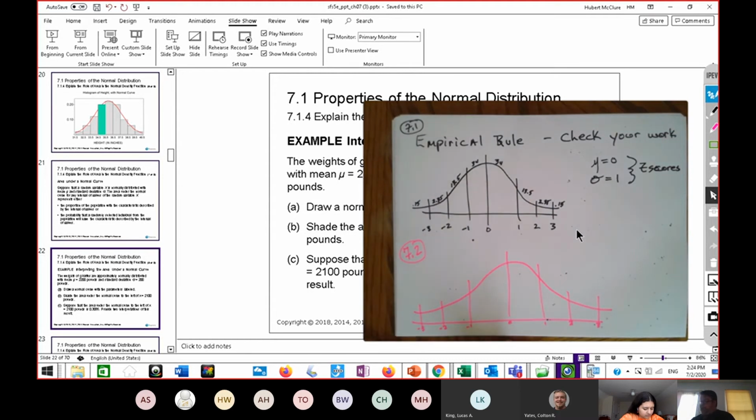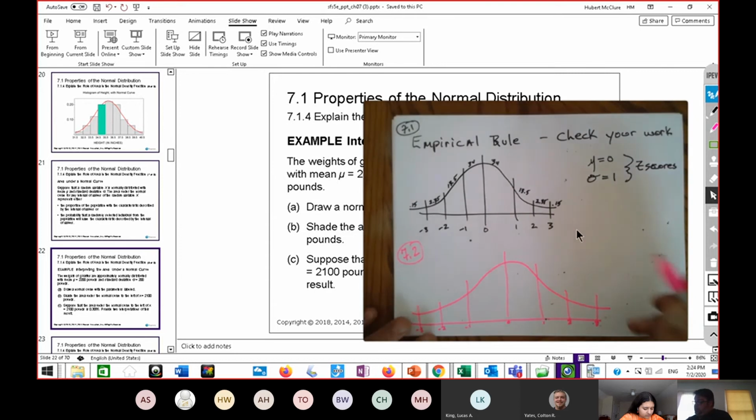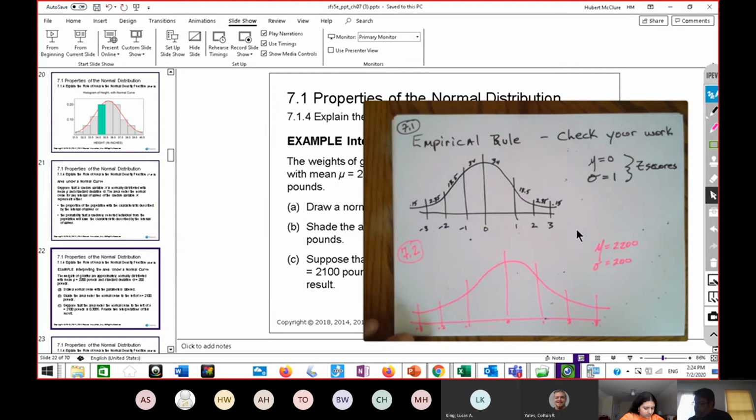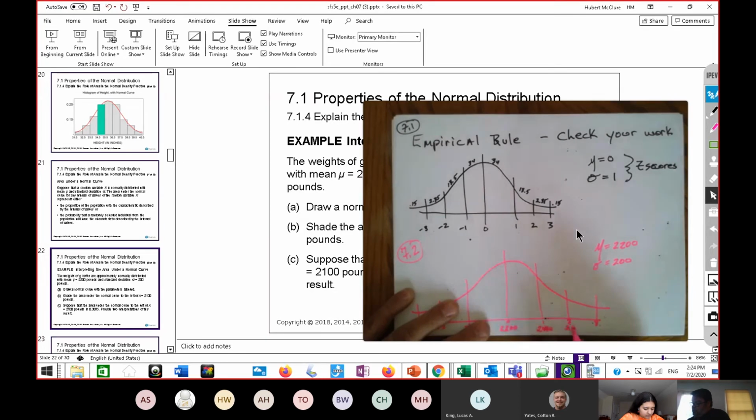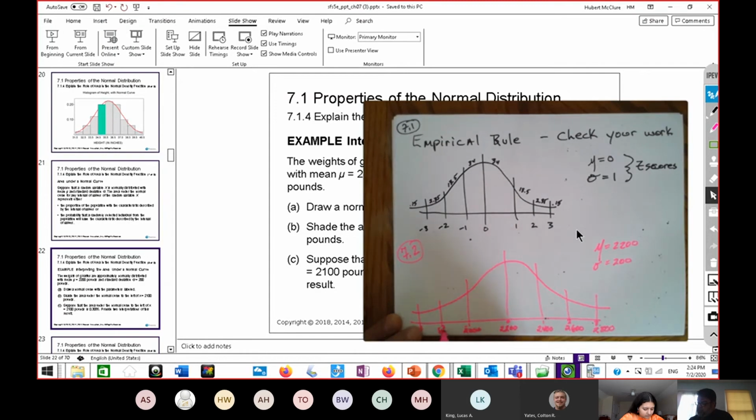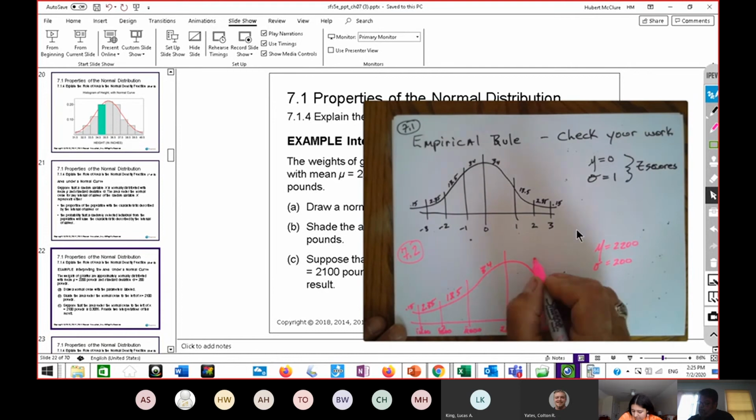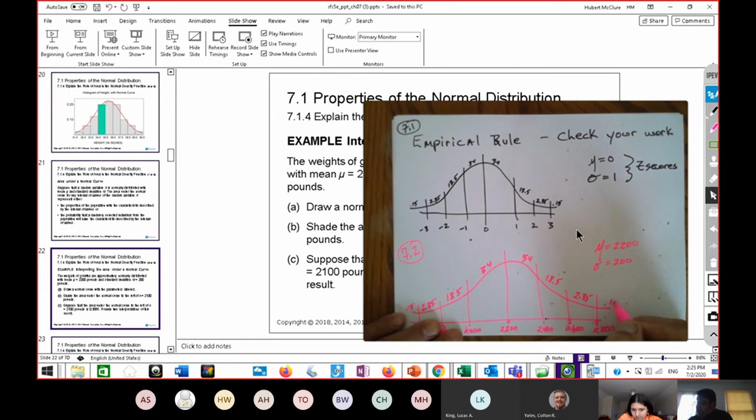You can do that, but in 7.2, the mean is going to be equal to 2200, and the standard deviation is going to be equal to 200. So you have to put 2200 right here, 2400, 2600, 2800. And of course 2000, 1800, and 1600. And then 0.15, 2.35, 13.5, 34, 34, 13.5, 2.35, and 0.15. And a lot of people say, well, Hubert, what do you put on the curve?